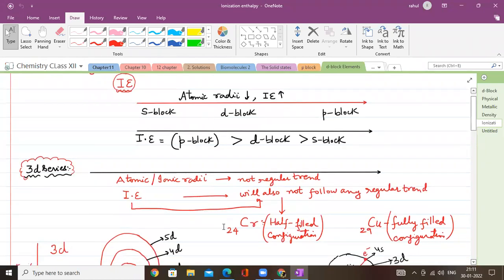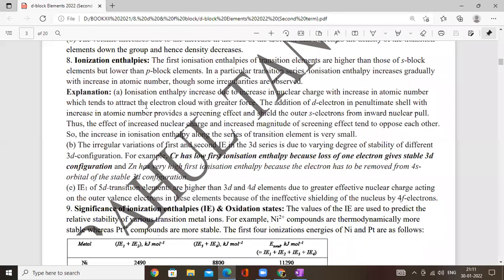But there is also one more point, and that is the concept of half filled and fully filled electronic configuration. Chromium, atomic number 24, has a half filled, while copper has a fully filled electronic configuration in the 3D series. That's why ionization energy does not follow a regular trend whenever we move from left to right in the 3D series. So I have written: the first ionization enthalpy of transition elements is higher than that of S block elements but lower than P block elements. In particular, in the transition series ionization enthalpy increases gradually with increase in atomic number, although, as I said, there are some irregularities.